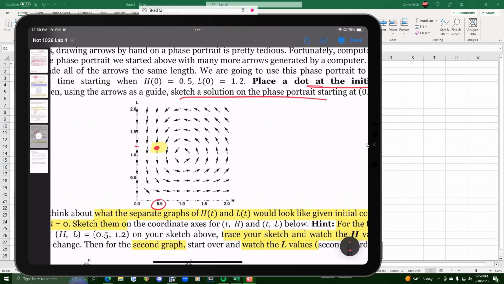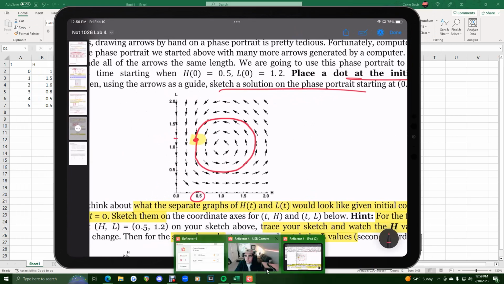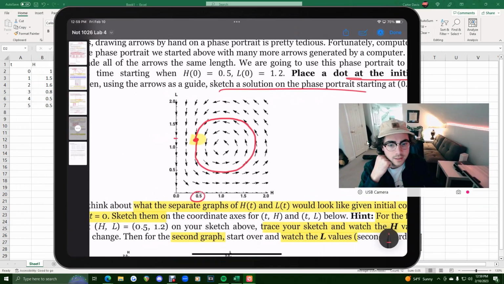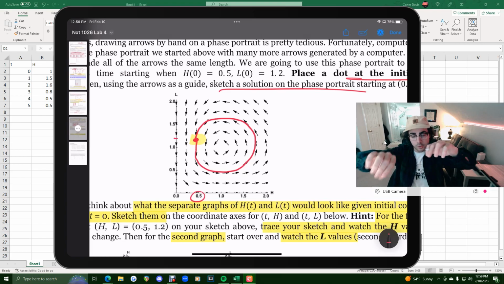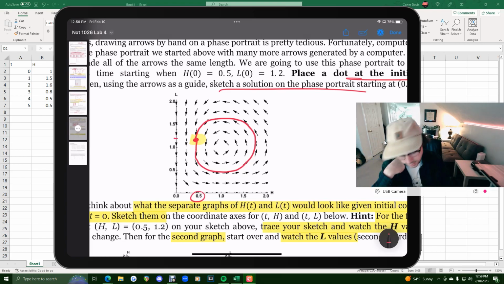So sketching a solution means to start at that point and really just follow these arrows around, and most likely they're going to end up right back where they started. So that's the idea here: you put the point on the initial condition and then you follow it around using the directions.